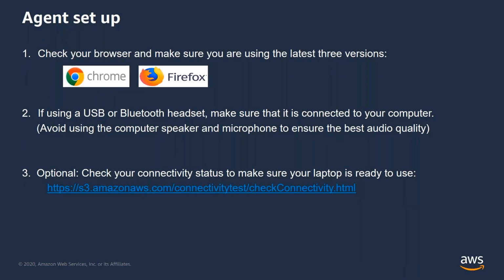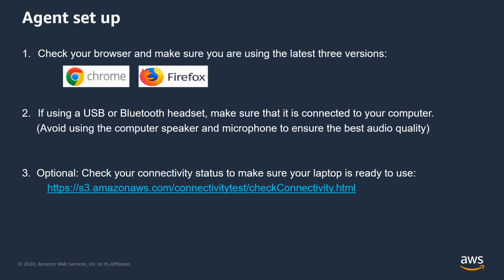Before you log into the CCP, check your browser and make sure you're either using one of the 3 latest versions of Chrome or Firefox. If using a USB or Bluetooth headset, make sure that it is connected to your computer. Avoid using the computer on speaker to ensure the best audio quality. A USB headset is always recommended.